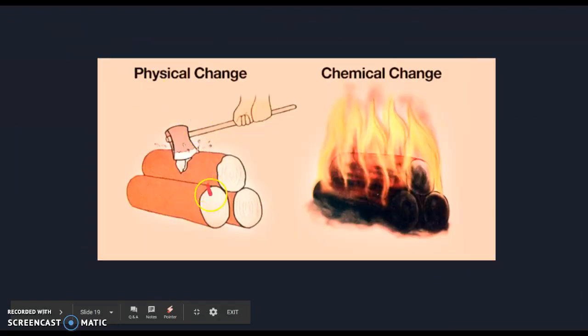So a physical change, as you can see here, is cutting the wood, and a chemical change is burning it. We change it into something else here. If we left this to burn, it would eventually all burn up, and it would be ash.